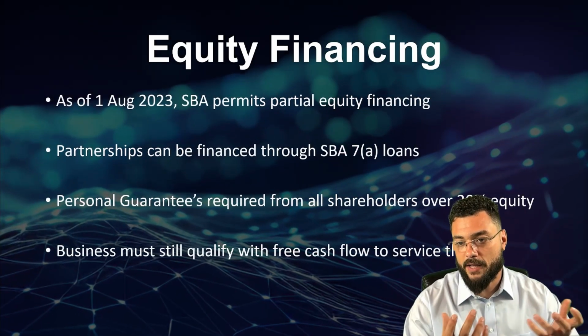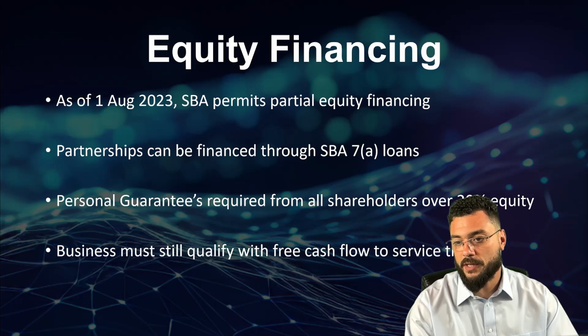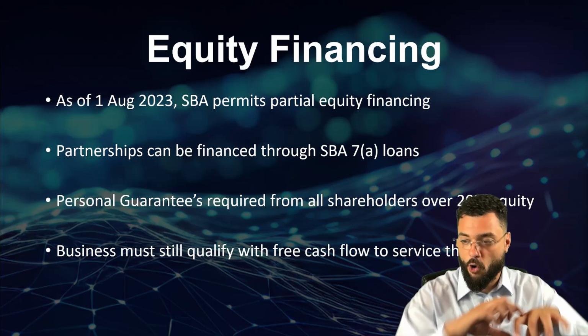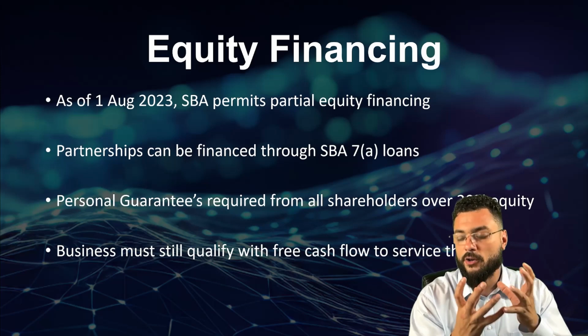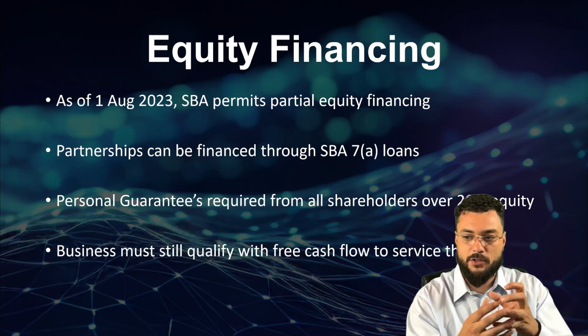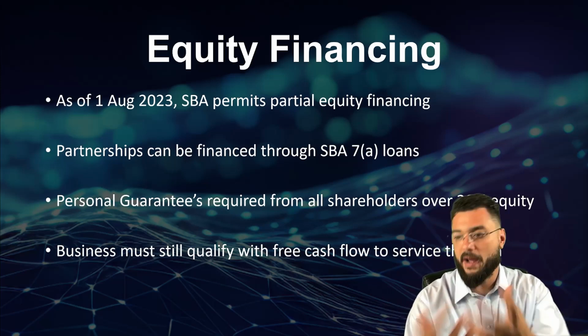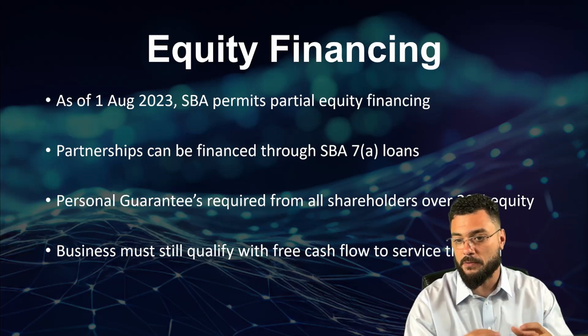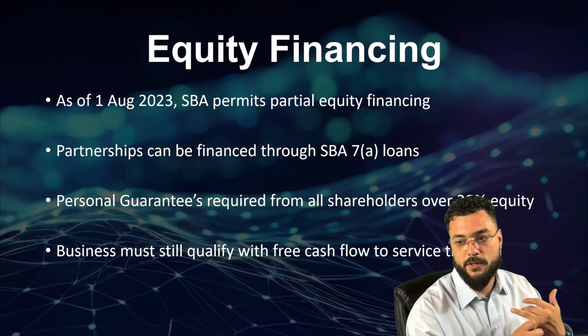So as of 1 August 2023, SBA permits partial equity financing. So before, if you were to take an SBA loan for a equity transfer, the whole pie would have to move, all 100% of the equity. You couldn't use an SBA loan to buy in a partner or buy out a partner, and now you can, which is pretty cool. Partnerships can be financed through SBA 7A loans.